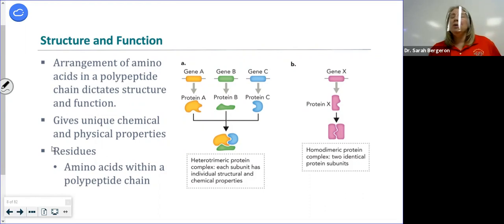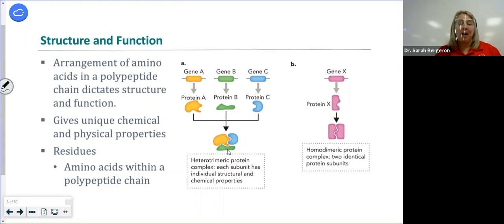Well, however we arrange our polypeptide sequences in 3 dimensions is going to tell us what the function of that protein is. And there are a couple of different ways that you can get there. So let's look at example 1. Example 1 is an example of a heterotrimeric protein. What does hetero mean? Different. So what's different about this protein? You have 3 different polypeptide chains.